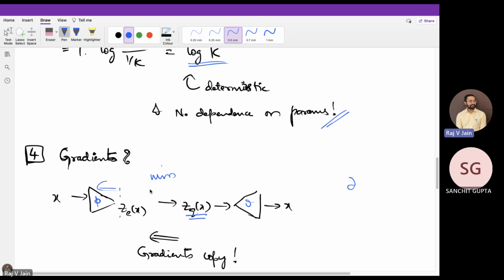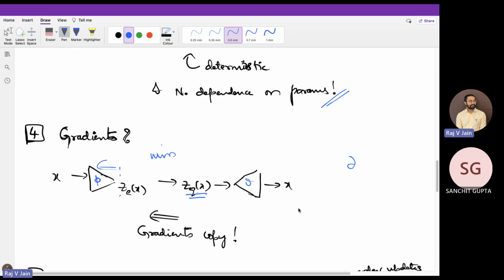That's it. They said that the more mathematical way to solve it is using something called subgradients, but they say that this worked well for them in practice. So gradient copying worked for them. That's how they solved the gradient problem that we had in the usual VAE.